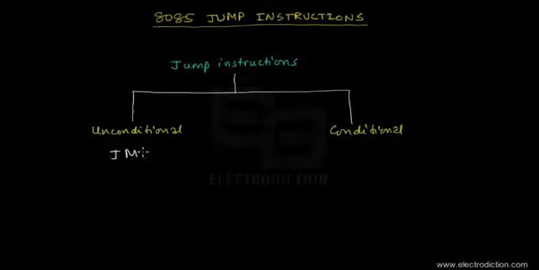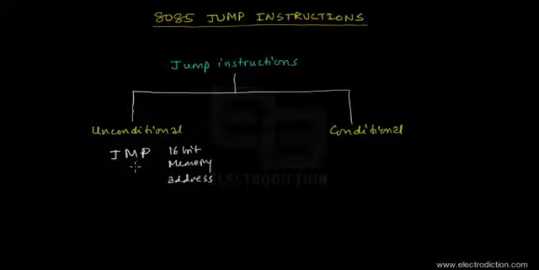JMP. Now you can basically use this instruction to jump or transfer the program control to any given memory location. So you just need to provide a 16-bit memory address over here. I'm just going to write that down. There you go. Now this 16-bit memory address serves as the operand of this particular jump instruction, the unconditional one.